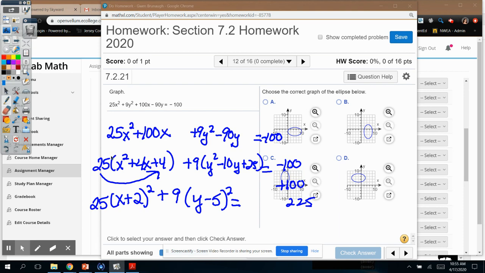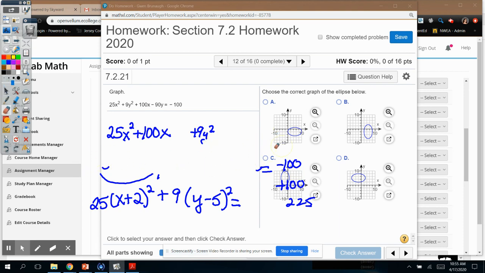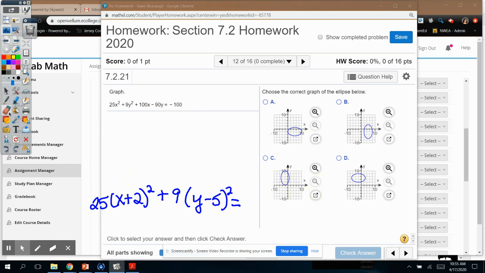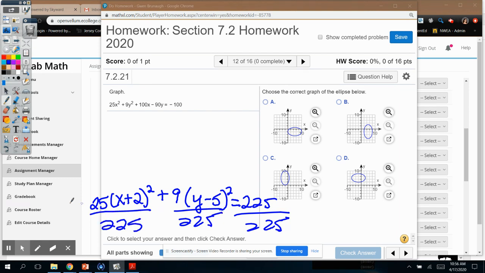Okay, now what we do is we add all those numbers that are on the other side, and negative 100 plus 100 plus 225 is 225. And now we divide everybody by 225 because it has to equal 1. And now we'll have enough to get our answer done. Now, 25 over 225, you can type it in your calculator and you can hit math 1. It's going to be 1/9.